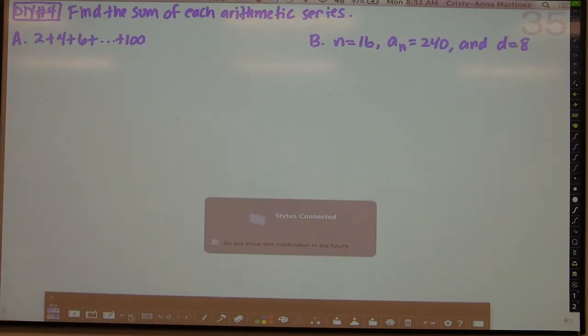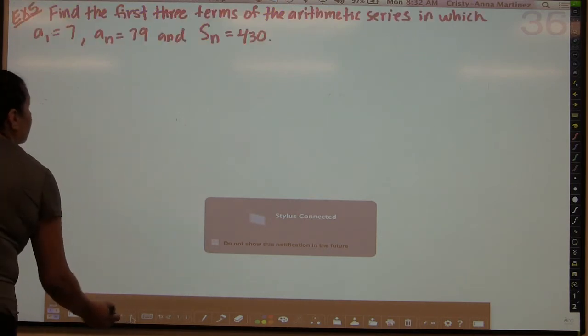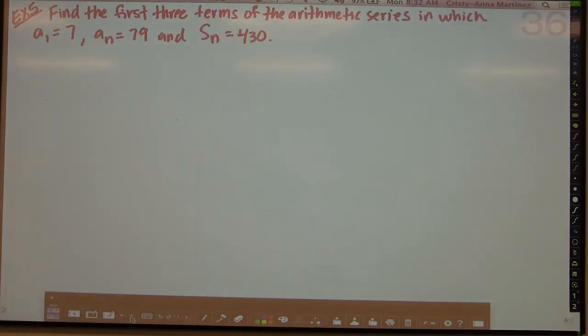And then we're going to go to example 5. Awesome. Example 5 says, find the first 3 terms of the arithmetic series in which a sub 1 equals 7, a sub n equals 79, and s sub n equals 430. So, clearly we don't have all the information that we need to have.